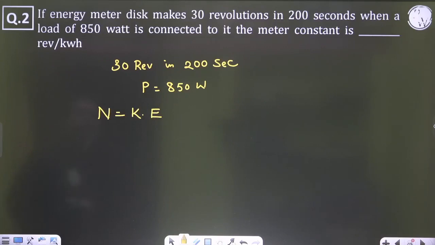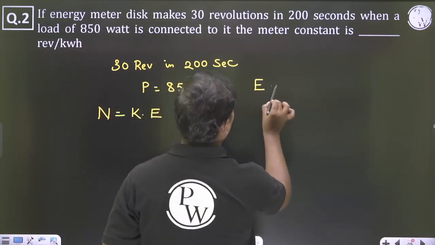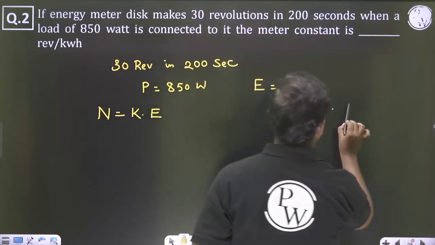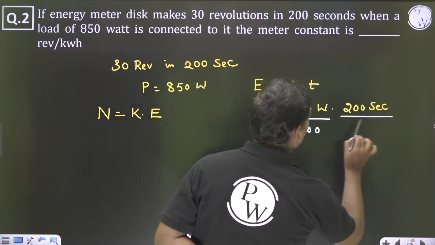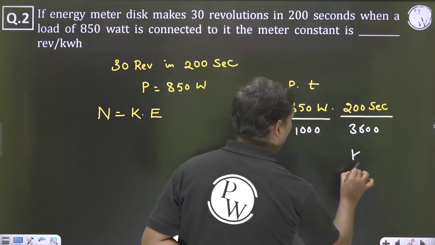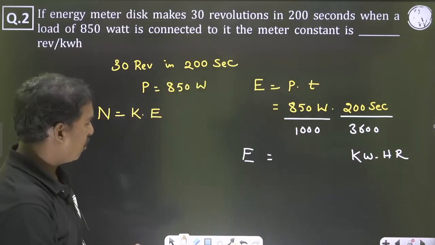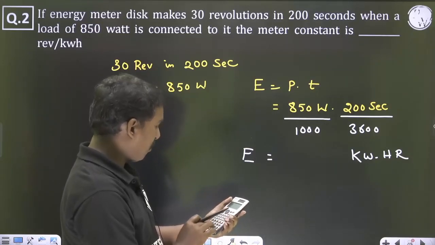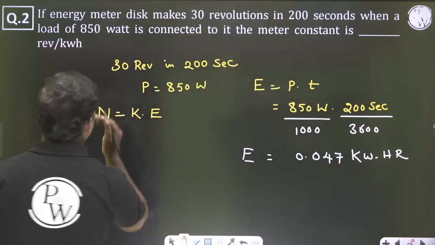So first let us calculate the energy. Energy is equal to power into time. Power is equal to 850 watts and time is equal to 200 seconds. If you divide this by 1000 and by 3600, we are going to get kilowatt hour. So 850 into 200 divided by 1000 divided by 3600 comes around 0.047 kilowatt hour.